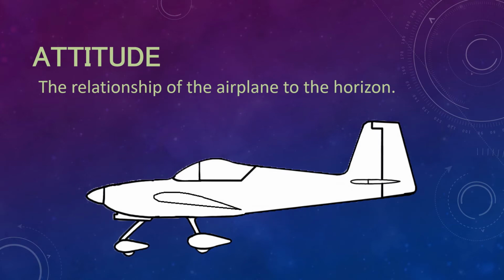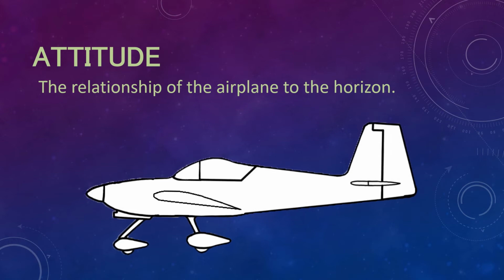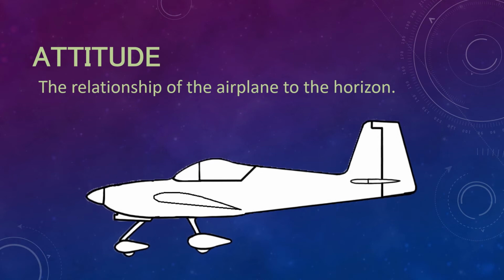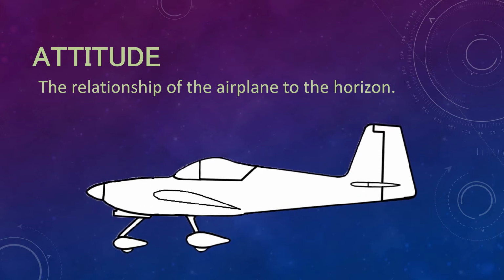Attitude is the position of the airplane relative to the horizon. In a less precise sense, it can be thought of as the position of the airplane compared to the ground. We usually talk about attitude in terms of the pitch angle and the bank angle. Pitch angle is the number of degrees nose up or nose down compared to the horizon.